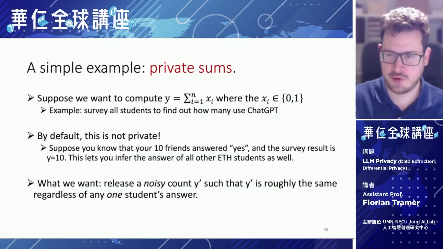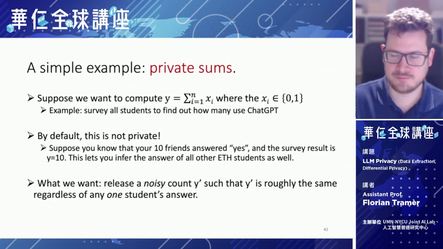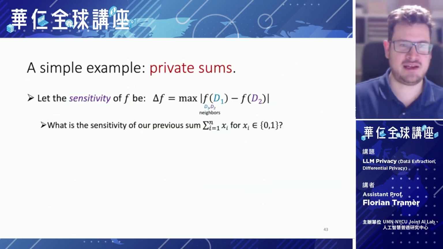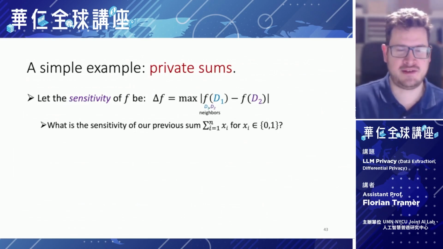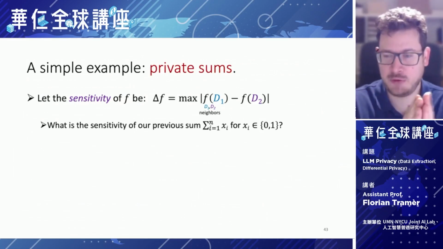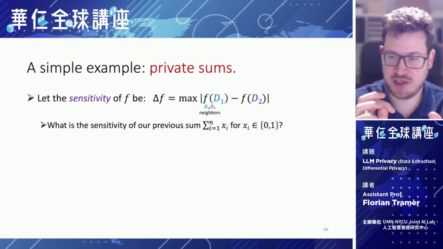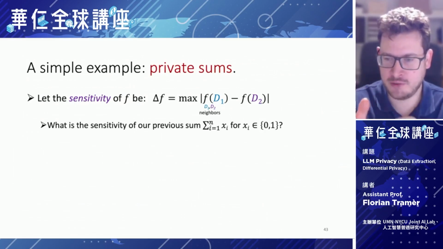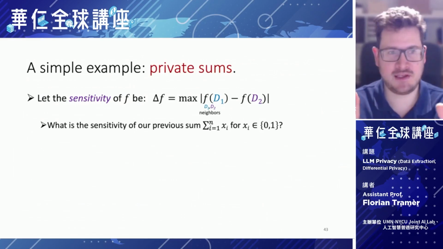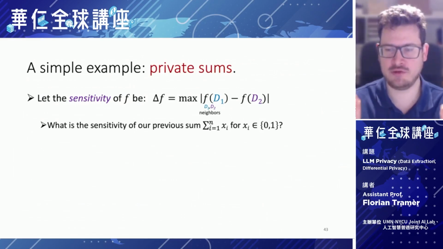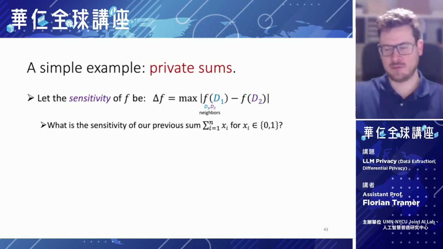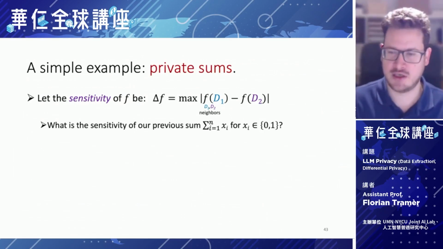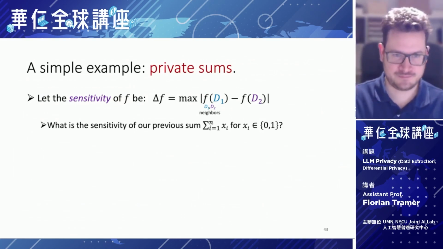Okay, so to do this, we're going to need a simple definition, which is that of the sensitivity of a function, which is the maximum amount by which a function can change when we switch out one element of the input database. So if we take any two neighboring databases, D1 and D2, and we apply our function to D1 and D2, what's the maximum that the output can change for these two databases?